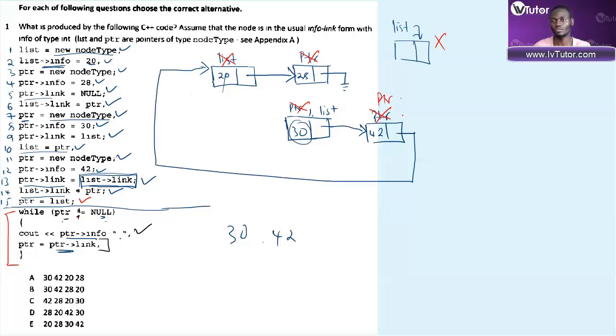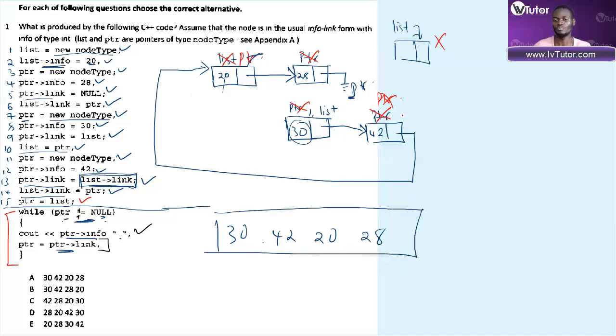Then it moves to the next node, which means it moves to here, right? We display 20. Then we move to the next node, we display 28. Then it moves to the next node, which is now this null pointer here, and then the loop terminates, which means eventually this is what we are going to be displaying: 30, 42, 20, 28. And there's your answer, which is in this case A.